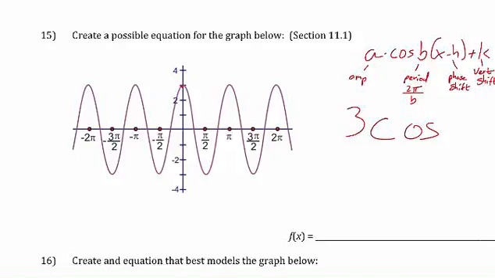Well, what value of b can I plug in there where I get 2 pi over b, giving me pi? Well, that would be 2. By plugging 2 in here, you get 2 pi over 2, giving us a period of pi, which is what we have. So our final answer: f of x equals 3 times the cosine of 2x.